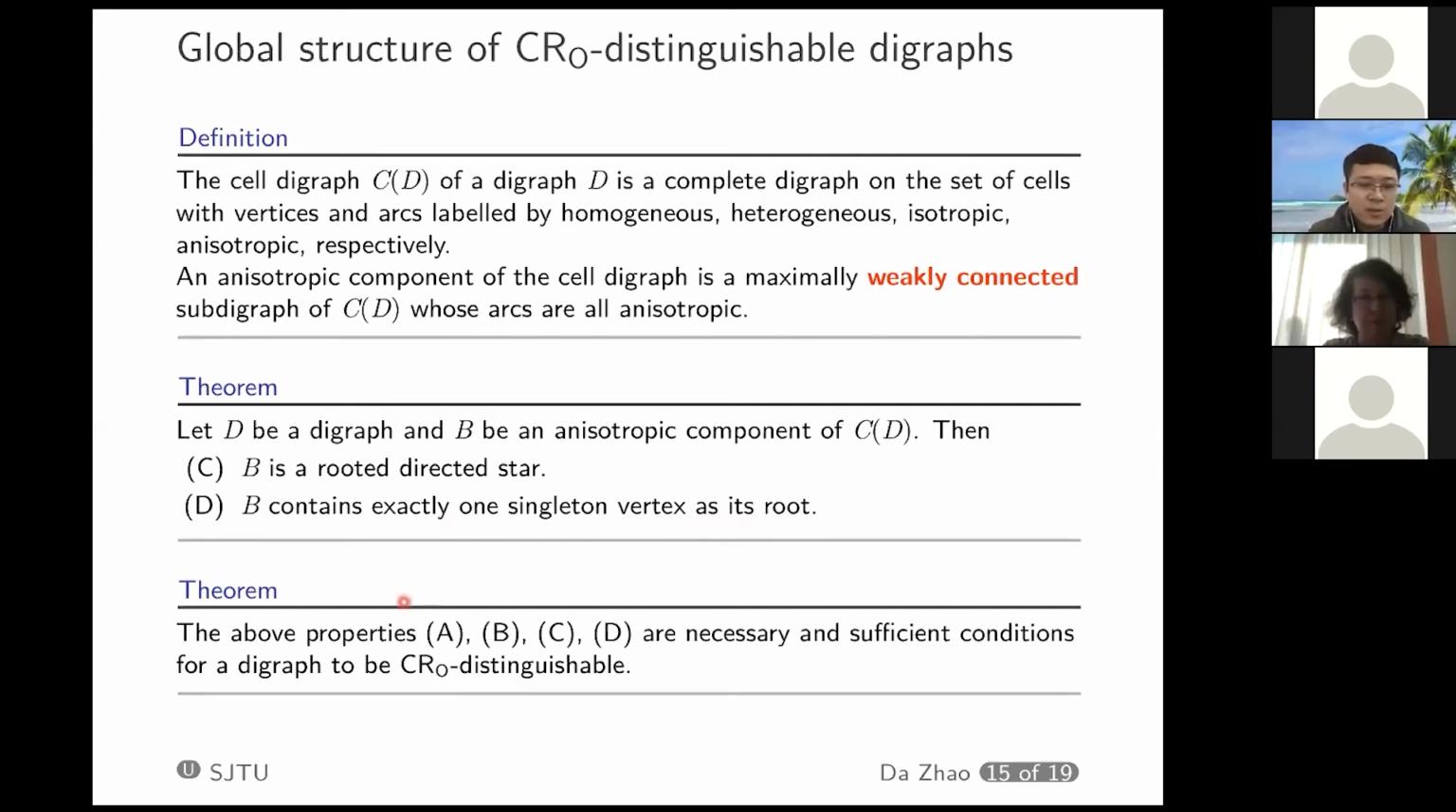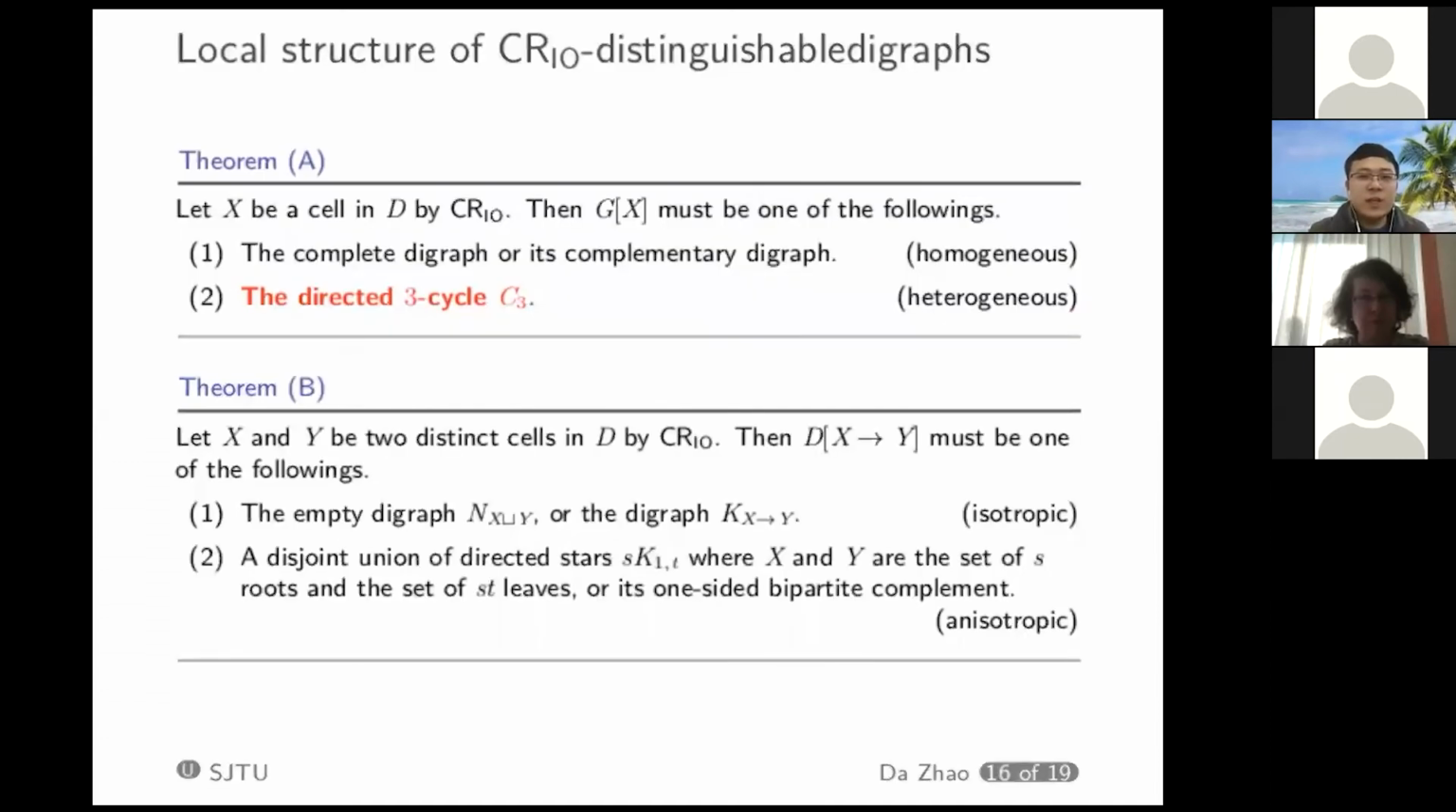And the above properties, A, B, C, D, are necessary and sufficient conditions for a digraph to be CRO distinguishable. Okay, the next one, we consider CRIO distinguishable digraphs. So we consider both in-neighbors and out-neighbors. And here you can see the difference from the graph case.